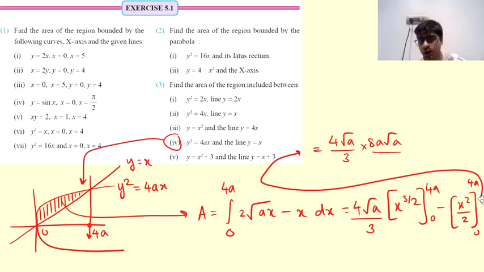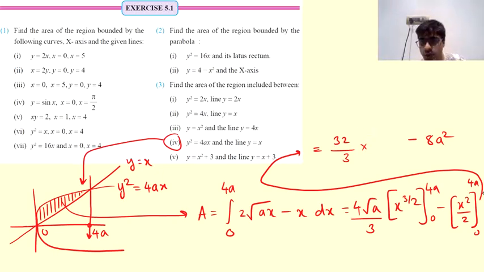So we have 8a root a minus 0, which is 8a root a, minus, again when you put a 0 in this bracket, it will be 0. So the only term you will have is you put x as 4a, and whatever you get is the final term here. So putting x as 4a will give us 16a square divided by 2, which is 8a square. So root a and root a, that will give us a square.